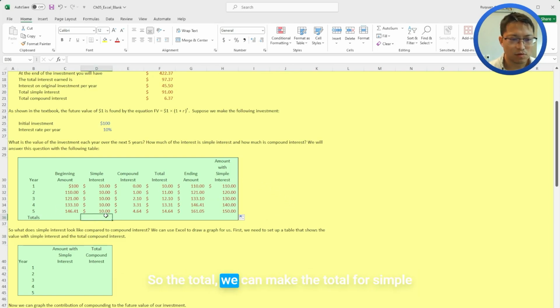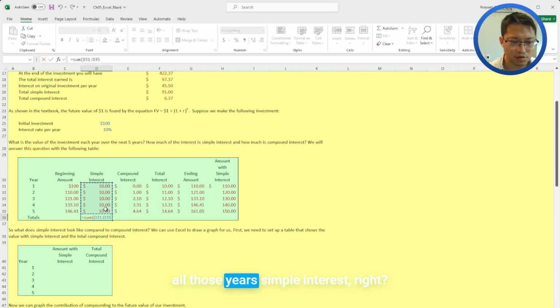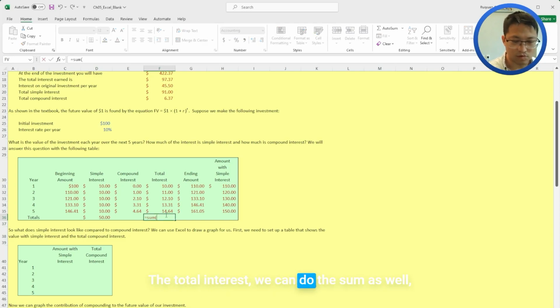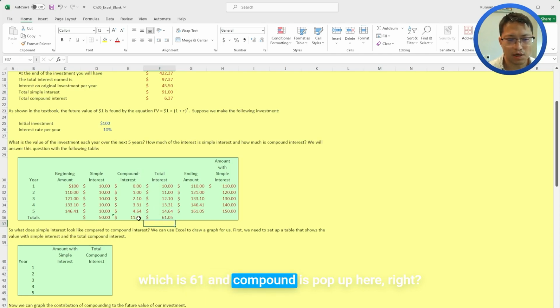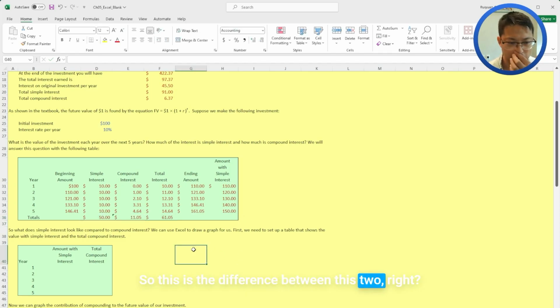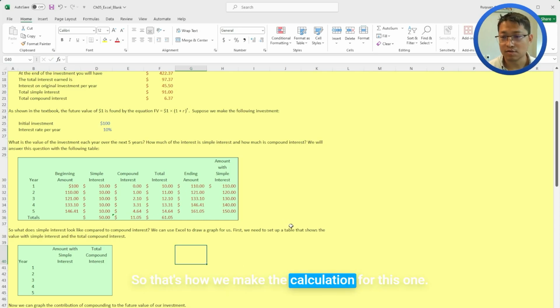So we can make the total for simple interest, compound interest, and total interest as well. We can make the sum of all those years' simple interest. So for 5 years, the simple interest is $50. The total interest, we can do the sum as well, which is 61, and compound pops out here. This is the difference between these two. So that's how we make the calculation for this one.